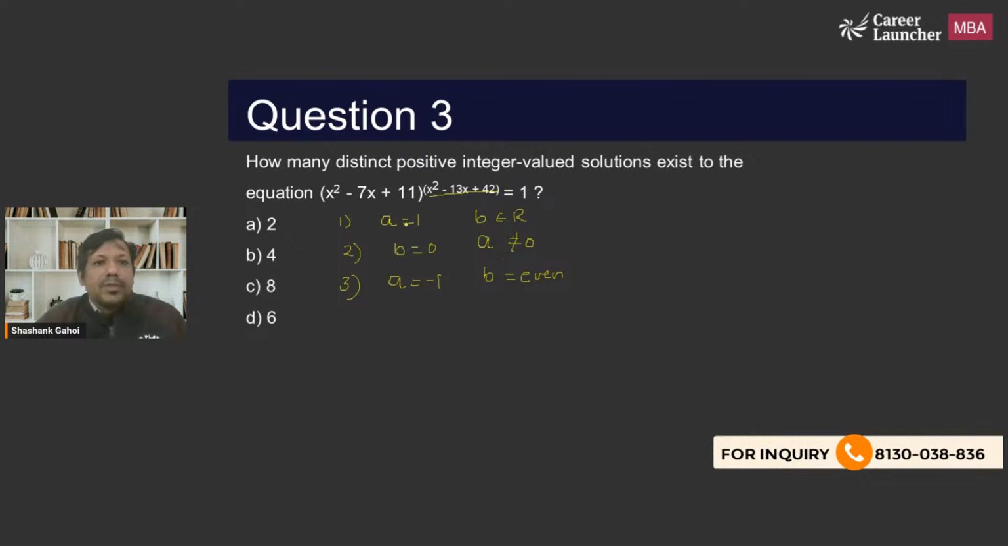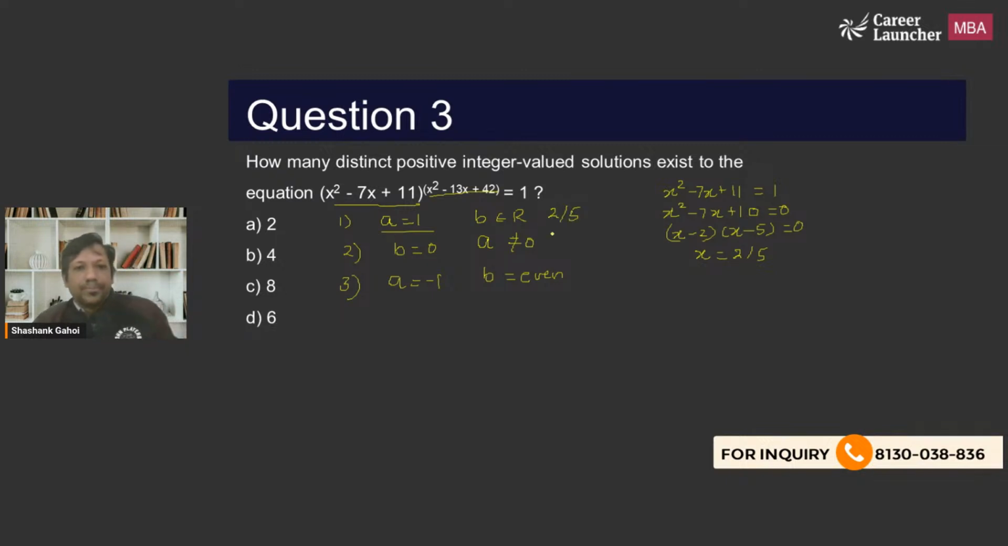Okay. So I'm starting with the first one, that the base should be equal to 1. Okay, so x square minus 7x plus 11 is equal to 1. So from here I am going to get x square minus 7x plus 10 equal to 0. So now I'm going to factorize. I'm going to get (x minus 2) into (x minus 5) equal to 0. So from here I'm going to get x equal to either 2 or 5. Okay, so I'm going to get two values. So x is either 2 or 5. Both values are possible.